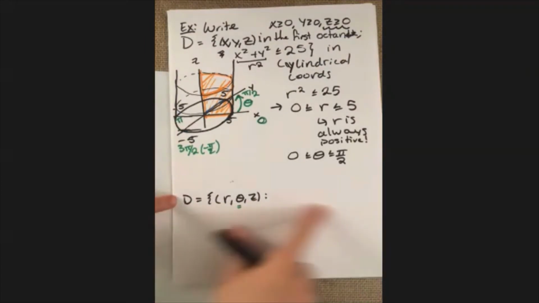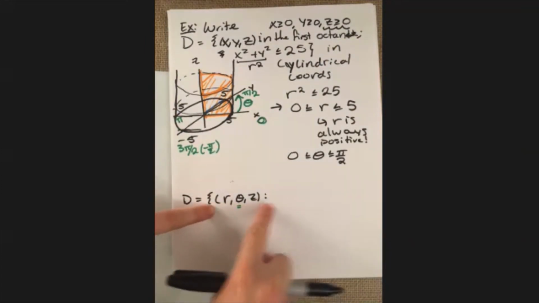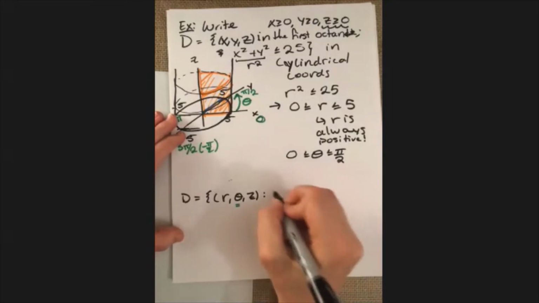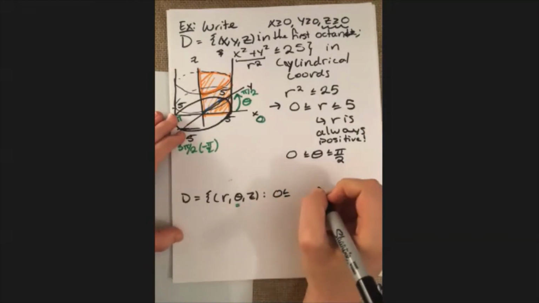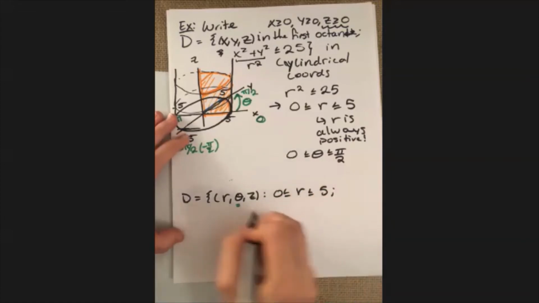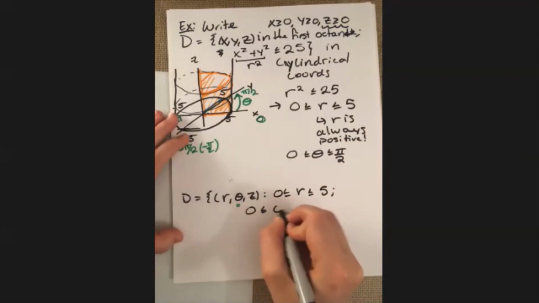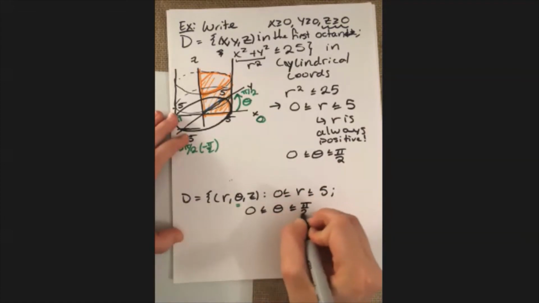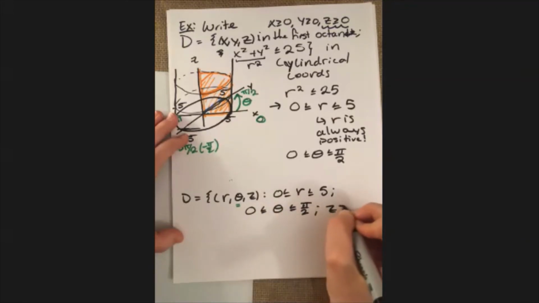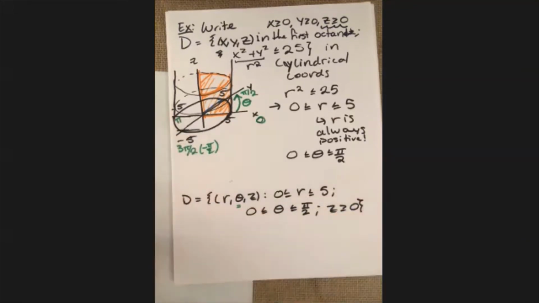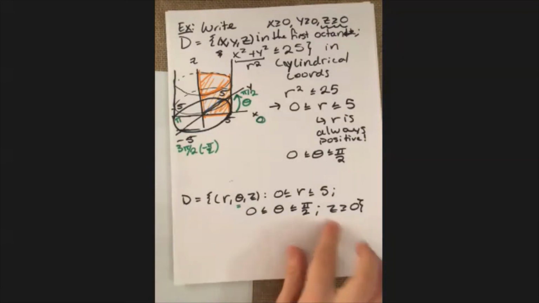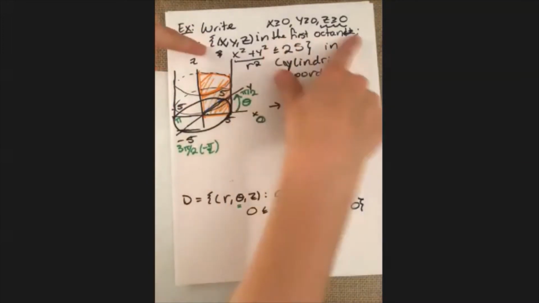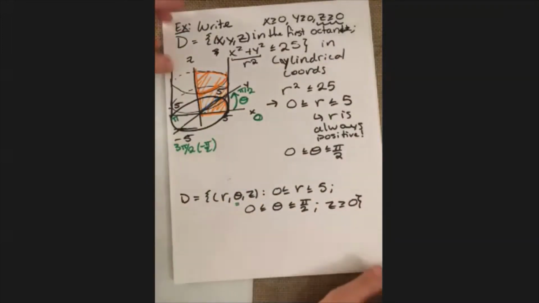So now we've completely described our domain in terms of r, theta, and z. I'm going to put all that in here. R is greater than or equal to 0, less than or equal to 5. Theta is between 0 and pi over 2. And then finally, z is greater than or equal to 0. So yeah, that's pretty much all there is to it. Again, same idea as working with polar coordinates. We just have this added thing of, whatever we did with z here also has to get tacked onto the end there.